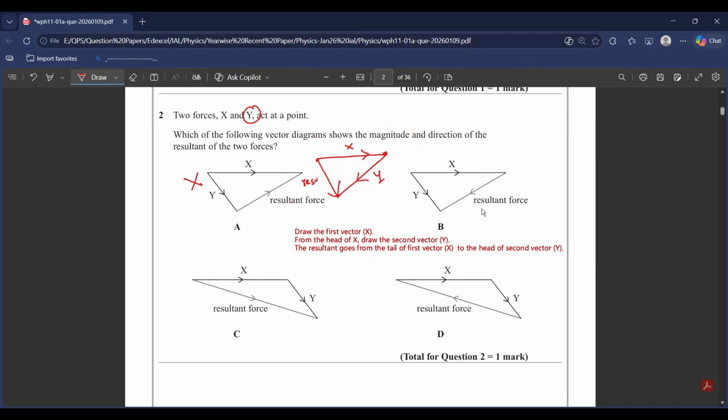This is option B. In option B, for Y, the second vector, the tail of the second vector is matching with the tail of the first vector, which cannot be our answer. For number C, the tail of the second vector is matching with the head of the first vector. This is the head, right? So yeah, this is fine so far. The tail of the resultant force is connected to the tail of the first vector. So this should be our option according to the rules. I have written the rules for you separately.